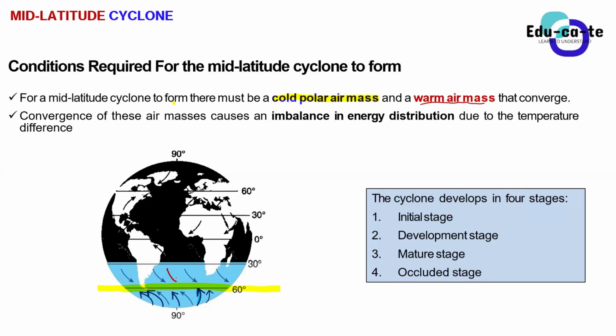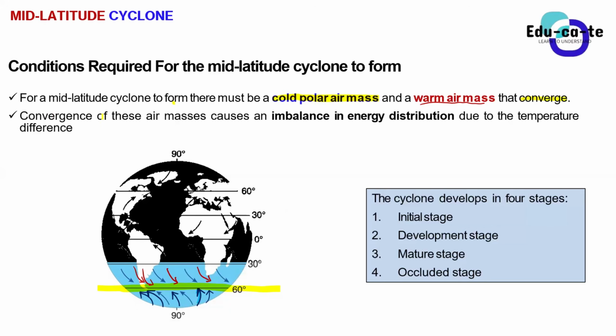So these warm westerlies that are coming from the 30 degrees line of latitude, they are also required so that we can form a mid-latitude cyclone. So we are only interested in these 2, guys. Okay, that is why I am emphasizing them the most. So basically, why do we require them to converge? Because we are saying that for a mid-latitude cyclone to form, we must have cold polar air masses and warm air masses that will do what? That will converge at the polar front.